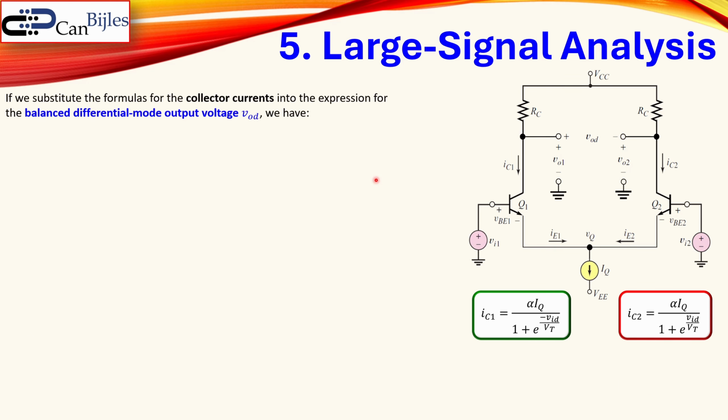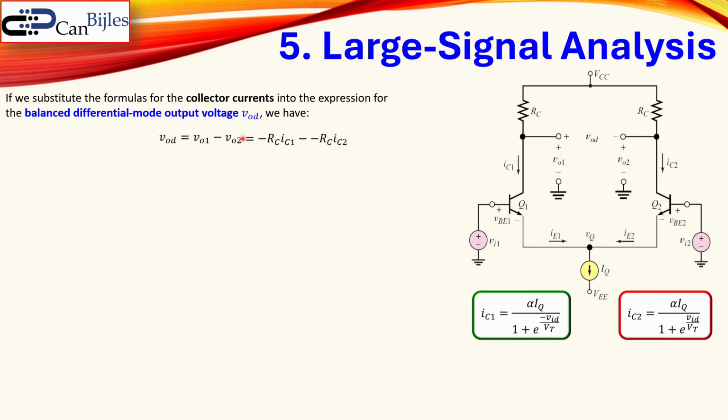Now we are also interested in the output voltage, and specifically the balanced differential mode output voltage, which is the VOD. And that will be determined by our collector currents IC1 and IC2. So we can use this expression to get also an expression for the VOD. VOD, as we said before, is the VO1 voltage minus the VO2. That's shown here. And VO1 and VO2 in the AC domain will be determined as the minus RC IC1.